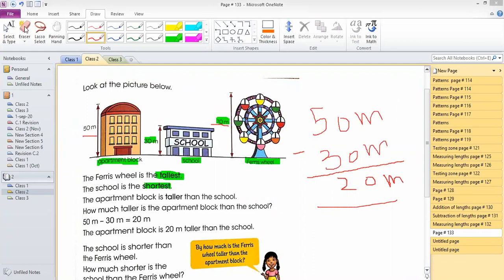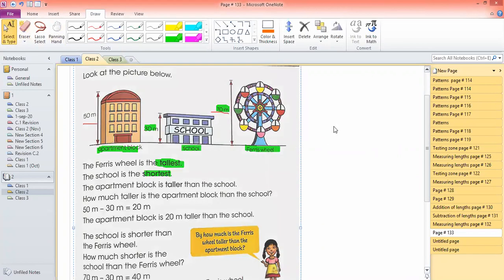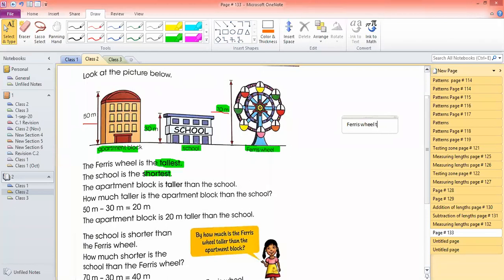Now ready to answer. The question is, how much taller is the Ferris wheel than the school? How much taller is the Ferris wheel than the school? I can write it for you. Ferris wheel taller than school.